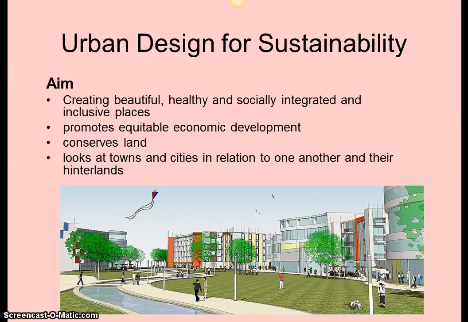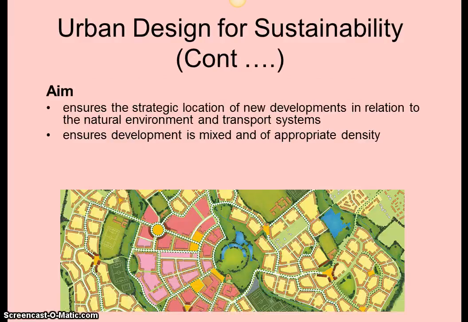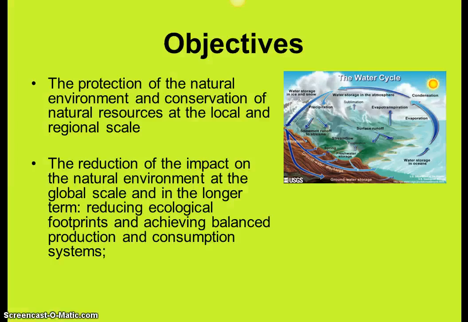And for urban design for sustainability, first the aim of urban design: creating beautiful, healthy and socially integrated inclusive places, promoting equitable economic development, conserving land, looking at towns and cities in relation to one another and their hinterland, ensuring the strategic location of new development in relation to the natural environment and transport system, and ensuring development is mixed and of appropriate density. And the objectives of the development.